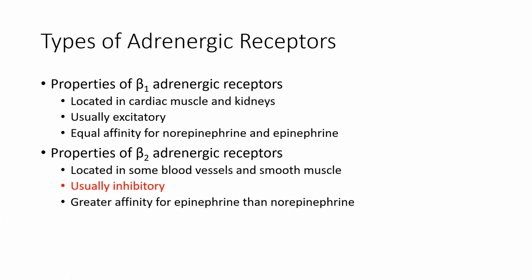Whereas beta 2 receptors are located in different locations. So they're on some blood vessels. They're usually also on the lungs. This is not mentioned here, but you can go ahead and put it in your notes. So some blood vessels, smooth muscle of the respiratory airways or in the lungs. And then these are usually inhibitory to the tissue. In other words, they are not going to cause contraction or stimulation or excitation. They are going to cause inhibition or relaxation.